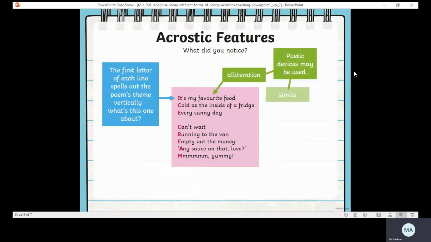So some poetic devices might be used. We've got alliteration there. Remember, alliteration is when we litter lots of the same letter or the same phoneme in different words. So favourite food. We've got the sound at the beginning of both of those words. And a simile, we've got cold as the inside of a fridge. Okay, when you compare something to something else, it can be a simile.